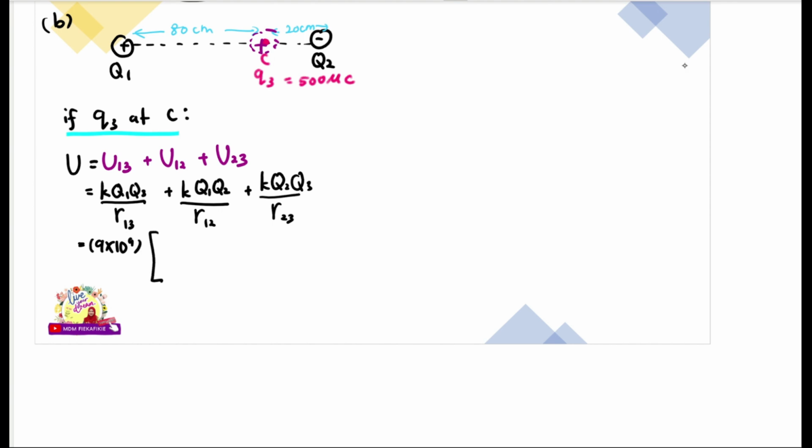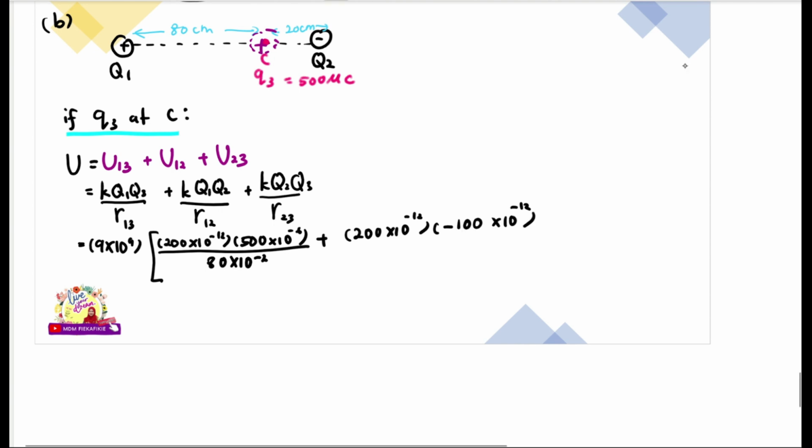Q1 is given as 200 pico. 500 micro for Q3, the question has given it. The distance between Q3 and charge 1 is 80 cm. Plus what else? Q1 again, Q1 200 pico. Q2 was how much? Okay, negative 100. Don't forget the negative. So negative 100 here.